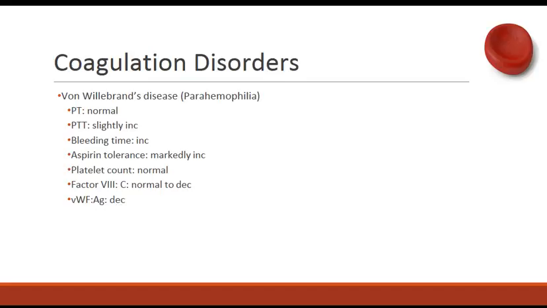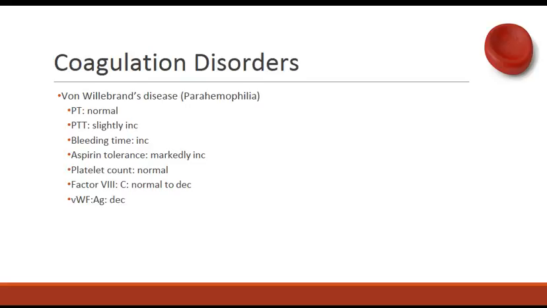Okay, this one is von Willebrand's disease. It's also known as parahemophilia, and there's different forms of this. Some of the diseases are worse than others in patients. The PT is normal, the PTT is slightly increased. The bleeding time is increased because the von Willebrand factor is needed in platelet adhesion, and it's not there, so the platelets don't work properly.